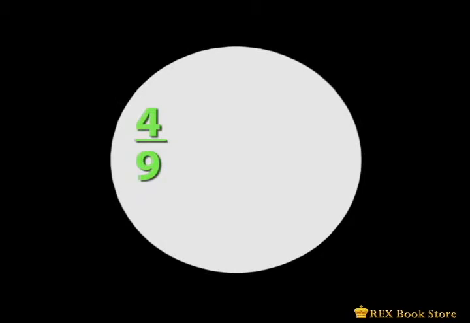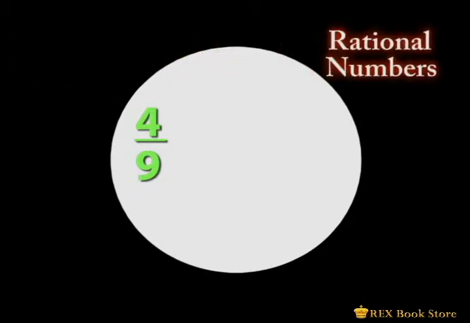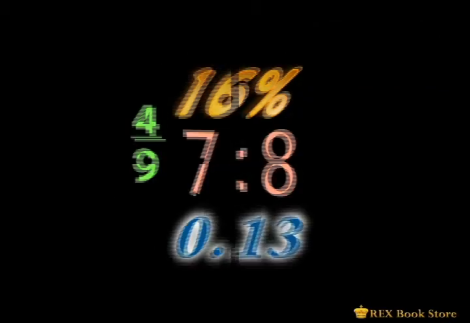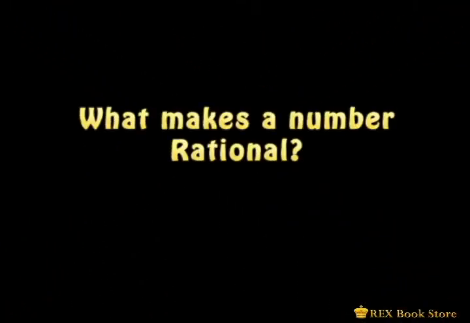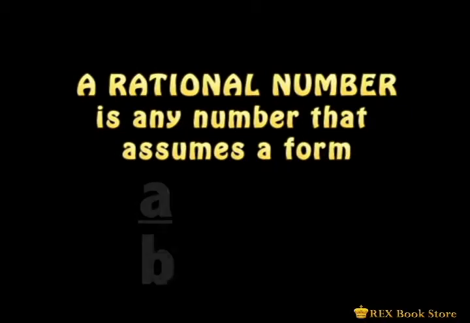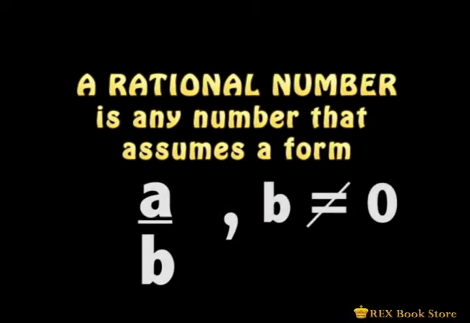Fractions are a subset of a larger group of numbers called rational numbers. Rational numbers exist in many forms, such as decimals, percent, and ratios. What makes a number rational? A rational number is any number that assumes a form a over b such that b is not equal to 0.